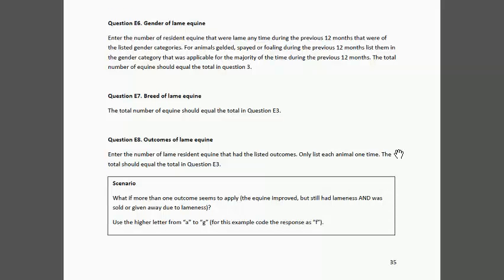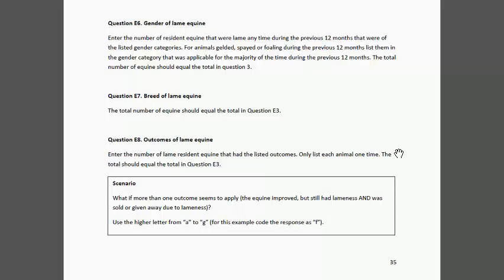What we're interested in is categorizing a horse by its most severe outcome. So if a horse improved but still had lameness, but then it was sold or given away because of lameness, it's going to be counted not twice. It's going to be counted under the highest letter, if you will. And that example would be F.